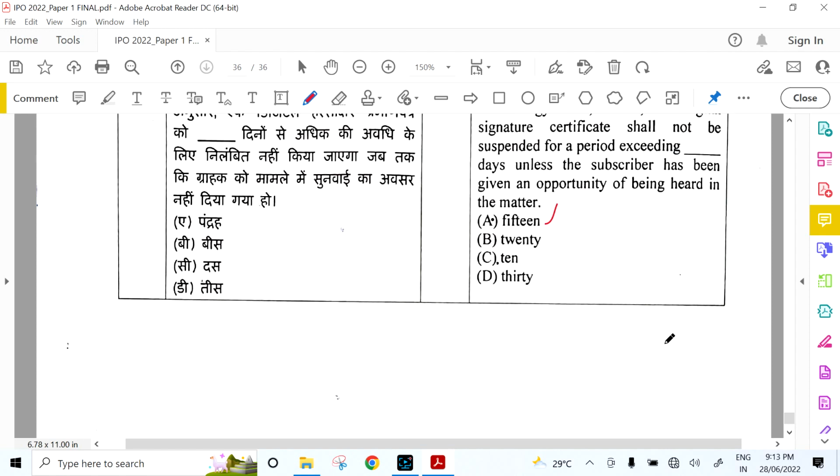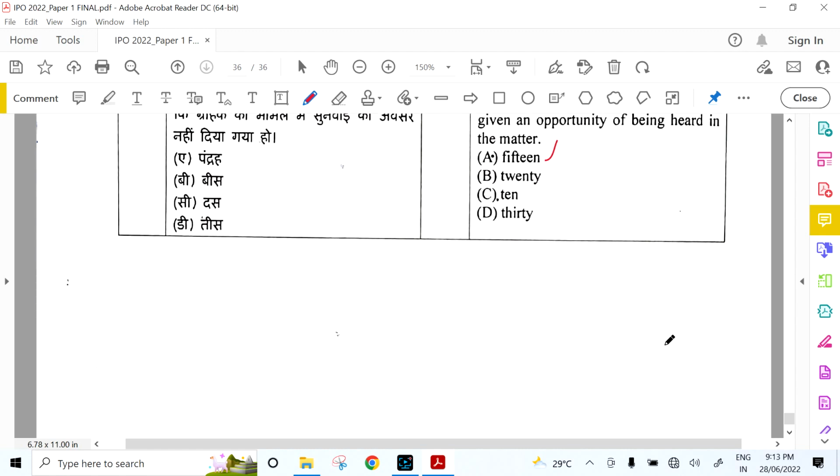paper 1 of IPO examination 2022 in the D series. I have tried to answer the D series. If there is anything that you contend, try to post it in the comment section. Finally, I want to declare that this is not the final key, only a tentative key, that is for the information of the aspirants only. Thank you.